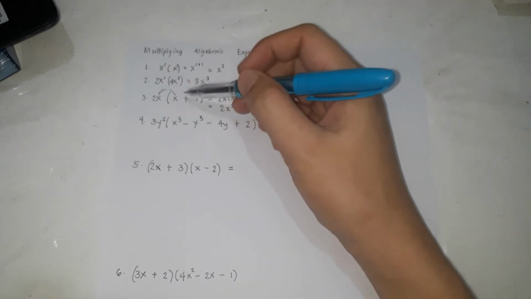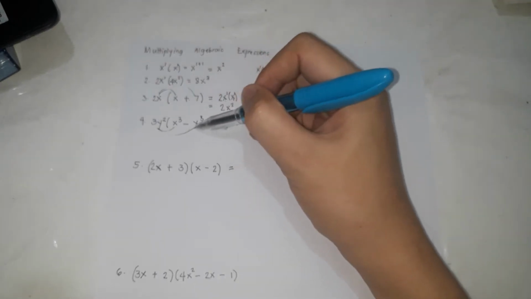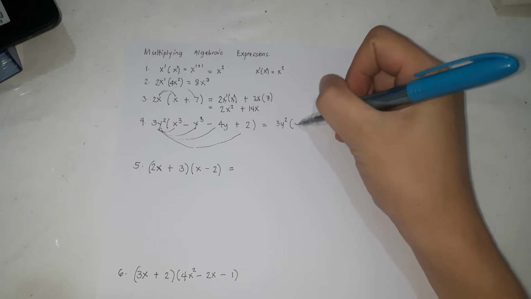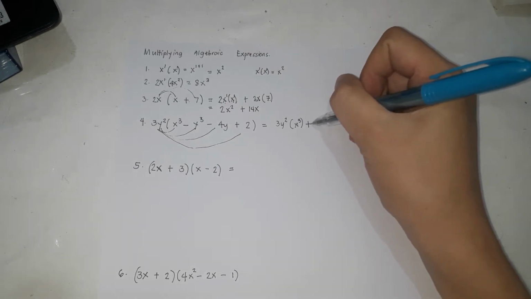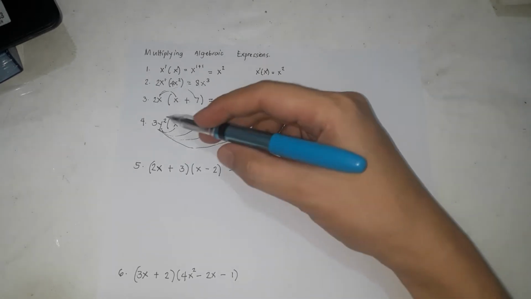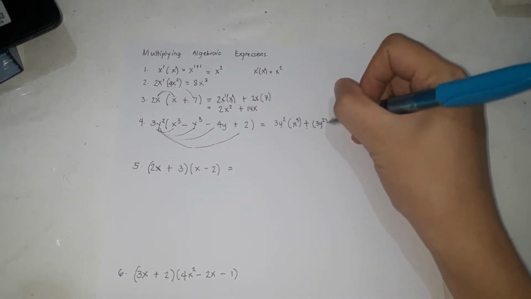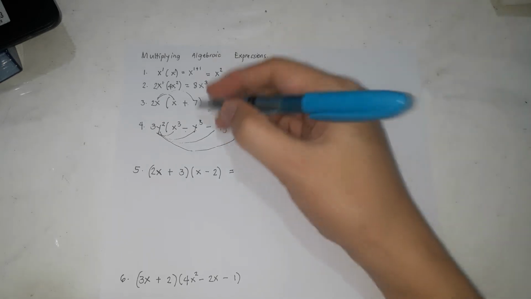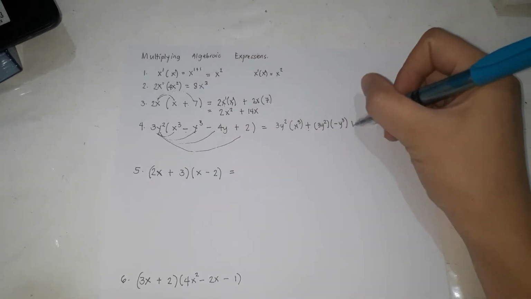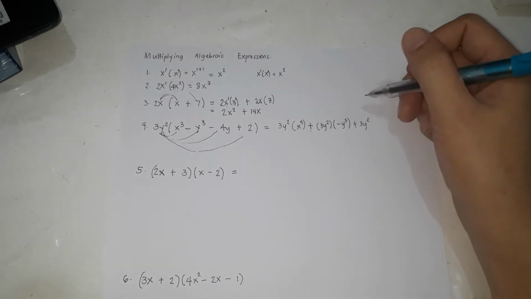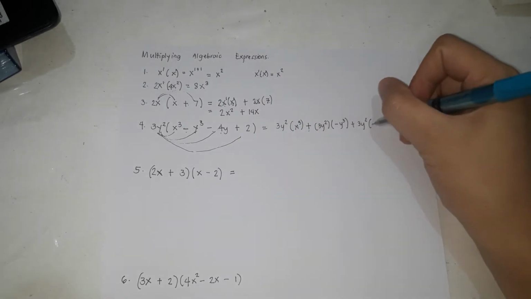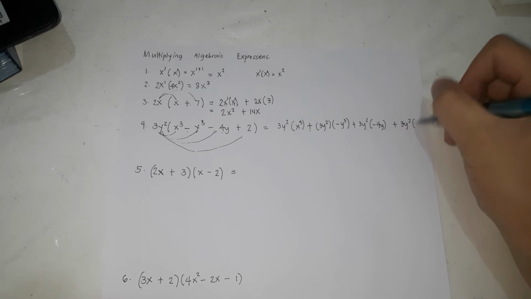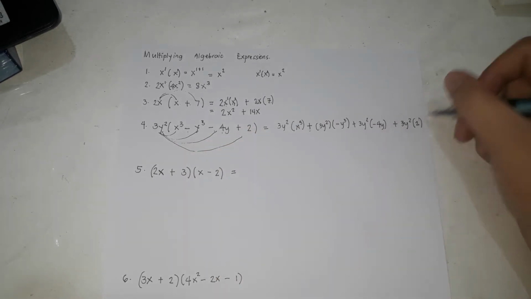For this one, the same process, multiply using the distributive property of equality. So 3y squared multiplied by x cubed, plus, always write plus, 3y squared multiplied by negative y cubed, plus 3y squared multiply by negative 4y, plus again 3y squared multiply by positive 2.